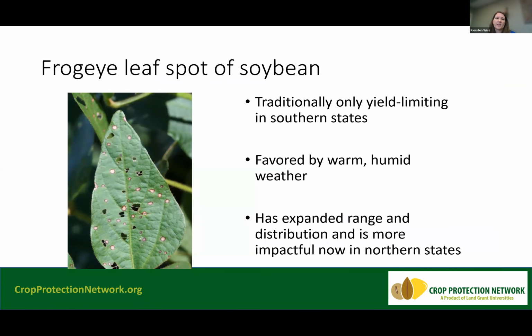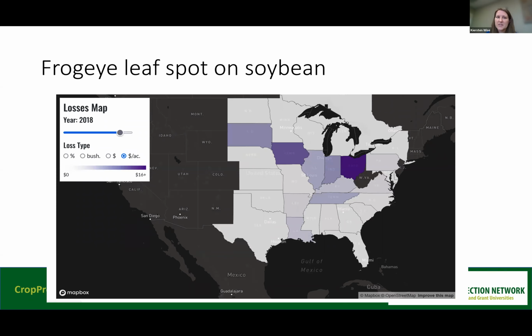Another good story on this, and I'm going to make sure I emphasize soybean as well, not just corn, is frog eye leaf spot. It really was only a disease that caused problems in the southern states. It likes it really warm with lots of humidity, which we have in spades down here in the southern states. But now we're starting to see it expand its range and distribution and have more impact in northern states. For a few years, this was just something that we said and didn't really have the numbers to back it up. But now that we have these disease loss calculators and estimates, you're able to visualize it.